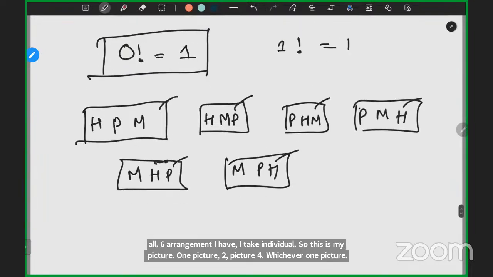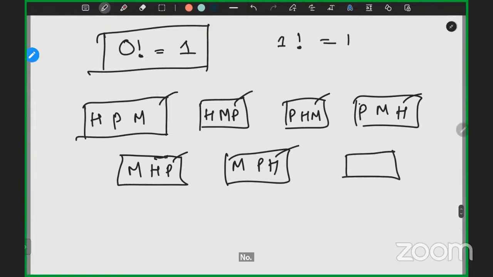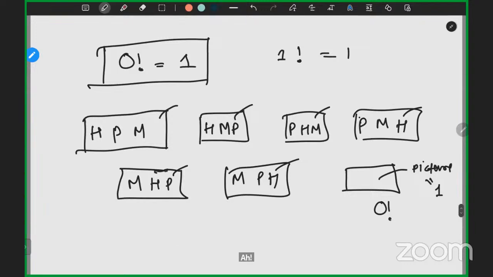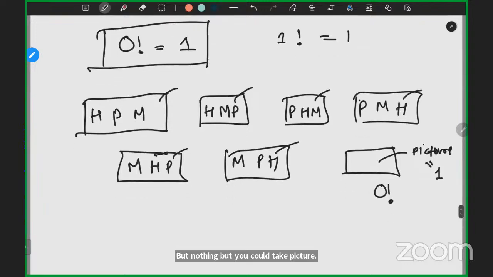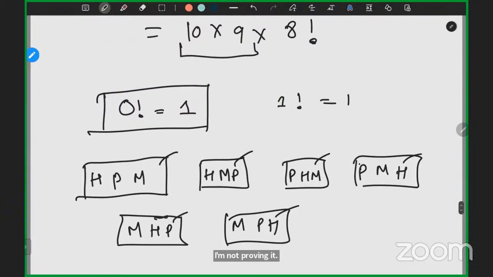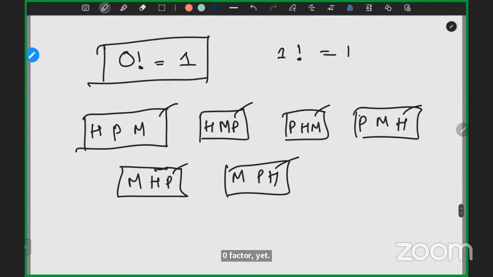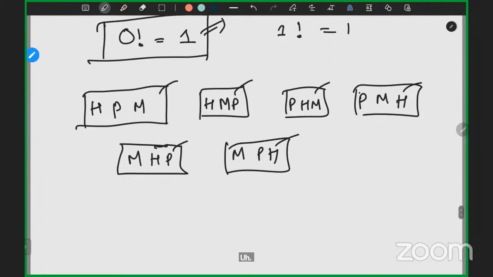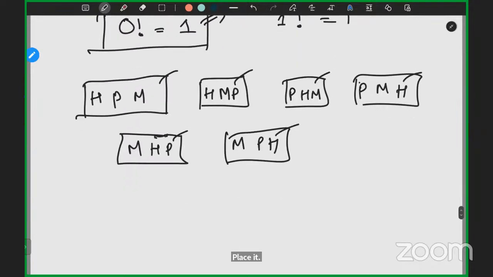Now zero is like you don't have anything, like empty, but you still can take the picture. Right? So how many pictures do you have? One, right? So you have nothing, but you can take a picture. That is like zero factorial. This is the analogy. I'm not proving it. Is it important from an exam point of view? Zero factorial, yes. Not sure, but it might come in many places. So zero factorial is one.